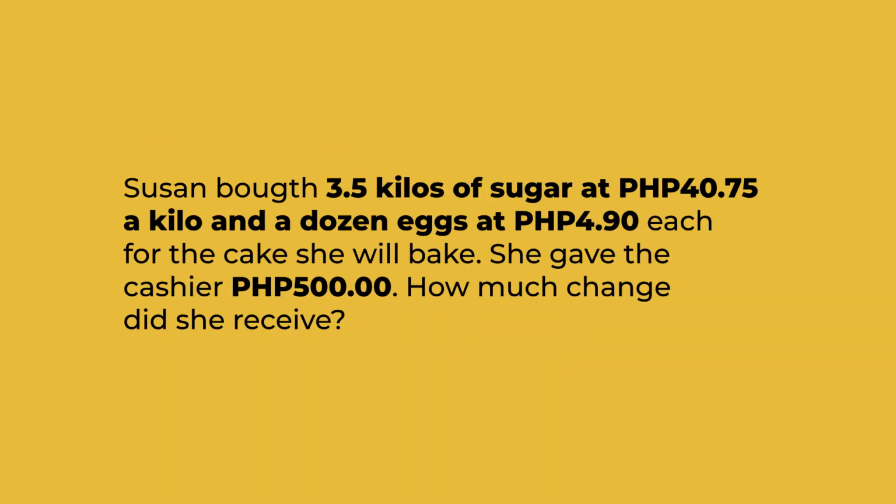Susan bought 3.5 kilos of sugar at 40 pesos and 75 centavos a kilo, and a dozen eggs at 4 pesos and 90 centavos each for the cake she will bake. She gave the cashier 500 pesos. How much change did she receive?